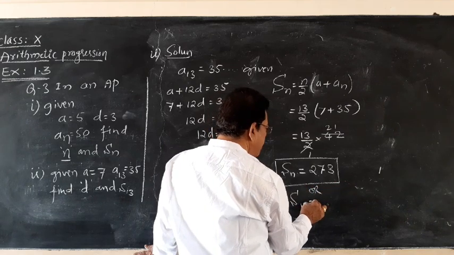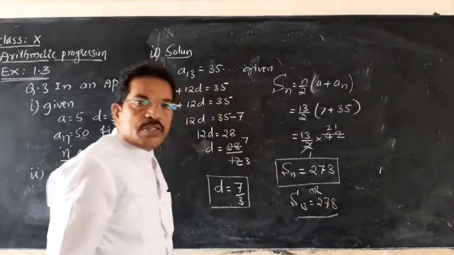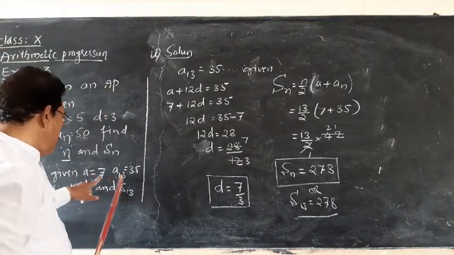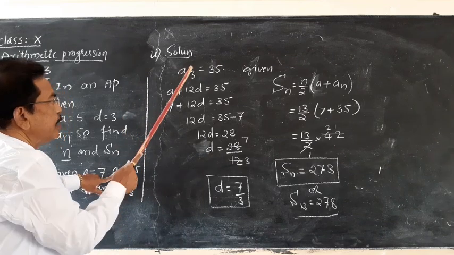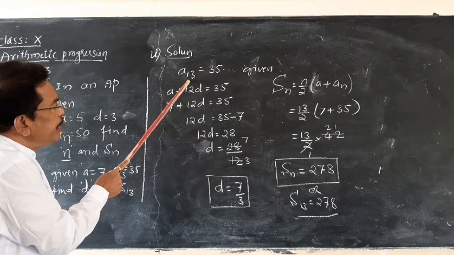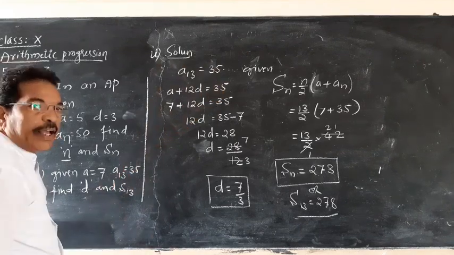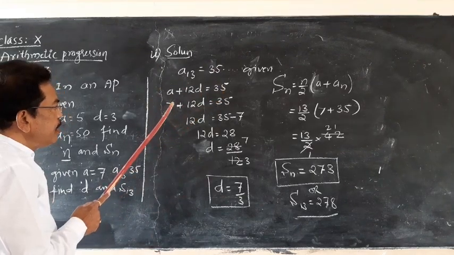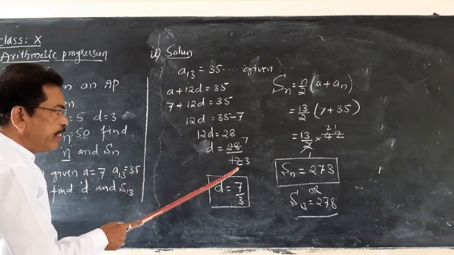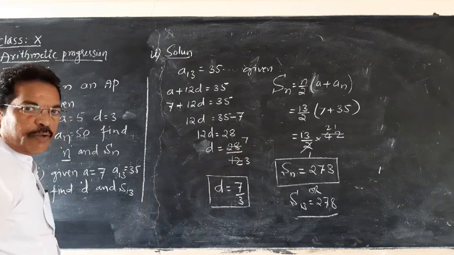See, first we have a13 is given equals 35. We have written the meaning of a13. a13 means a plus 12d equals 35. Next, we have substituted the values. That is 12d equals 28. d equals 28 by 12. 4 threes are 12, 4 sevens are 28. d equals 7 by 3, we got.